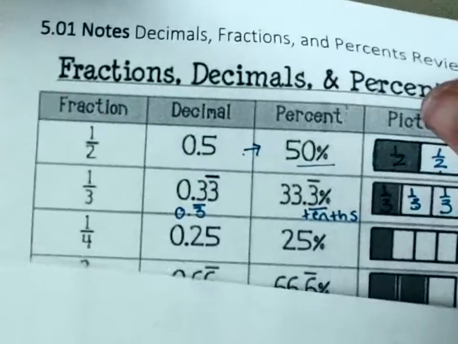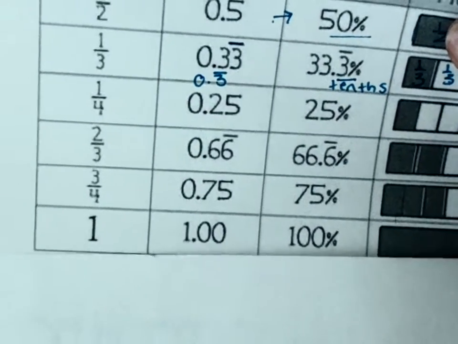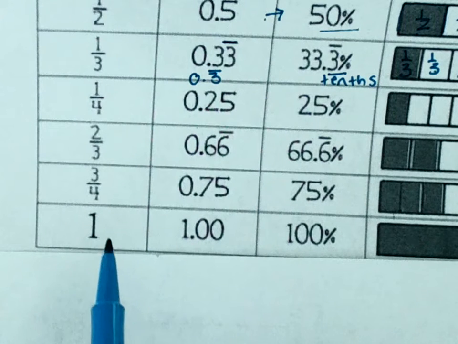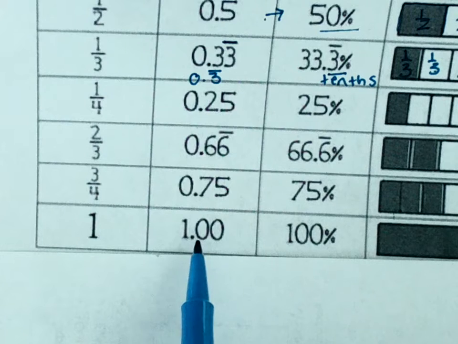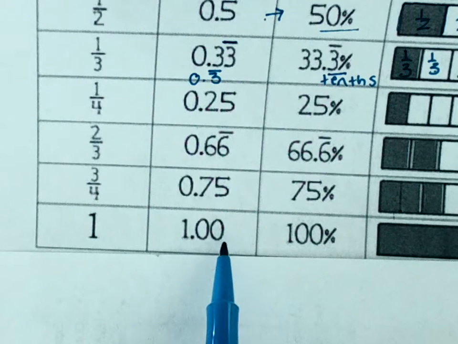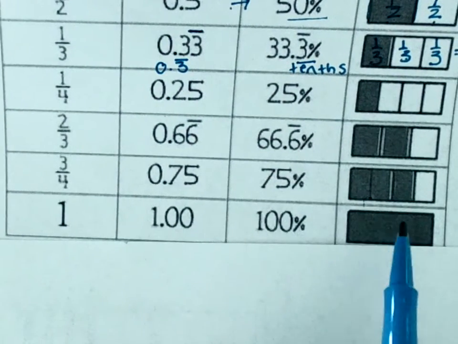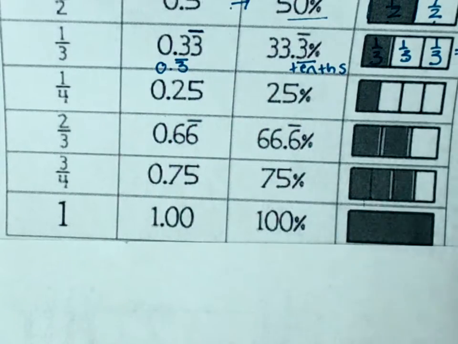We're going to skip down to 1, because this is the other most important one. Everything else is the same steps that I've walked you through. 1, rewritten as a decimal, is just 1.00. When we convert this to a percentage, we move the decimal twice to the right, giving us 100%. And you'll see that 100% is represented by shading the entire thing.